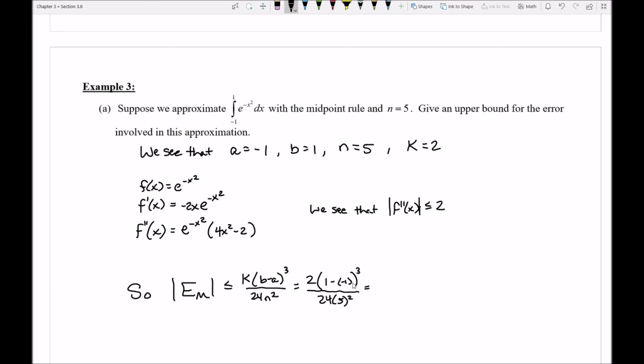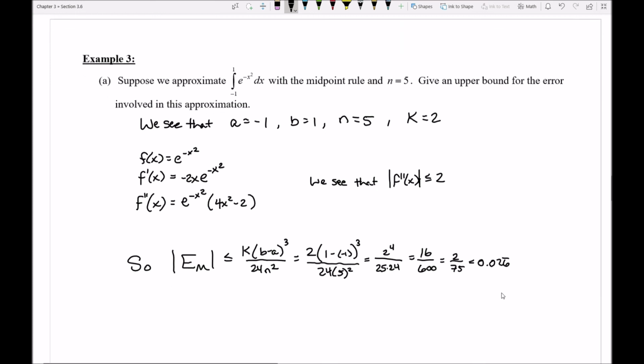Let's see, so this distance here is 2. I have 2 to the third times another 2, so this is 2 to the fourth over, what is that, 25 times 24 in the denominator. So I think this is going to be 16 over 600. Or if you reduce that, that's 2 over 75, or 0.02, and then a bunch of 6's repeating. You could double check my numbers on that.